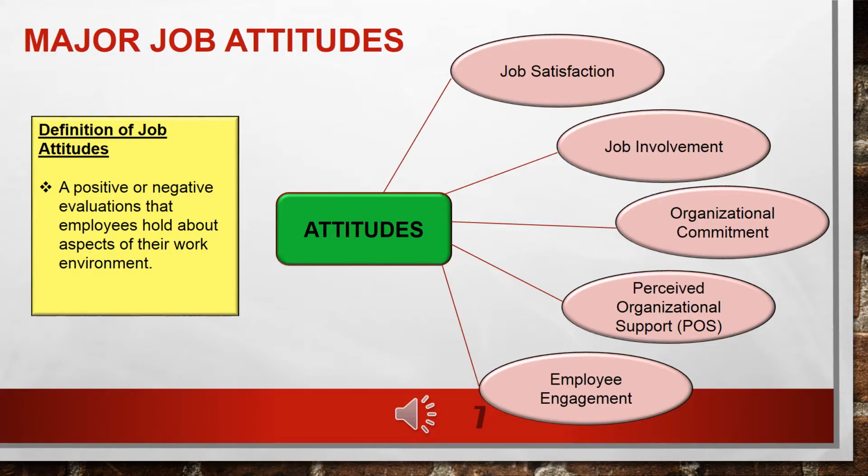Under the topic of attitudes, there are major job attitudes. Definition of job attitudes: positive or negative evaluations that employees hold about aspects of their work environment. Job attitudes consist of five: job satisfaction, job involvement, organizational commitment, perceived organizational support, and lastly, employee engagement.